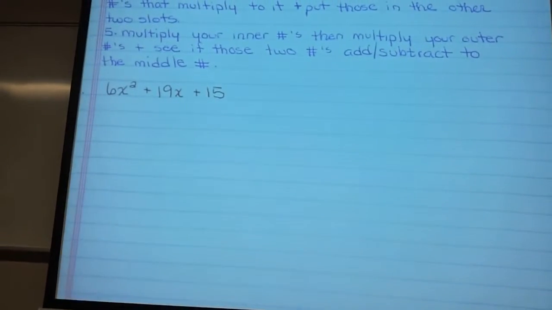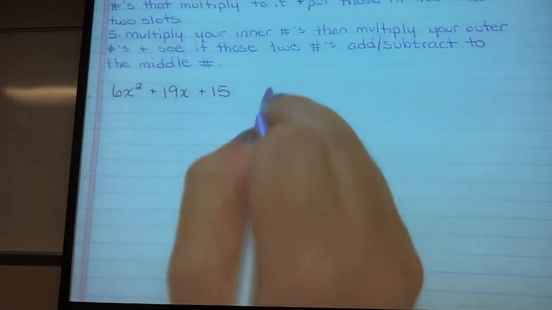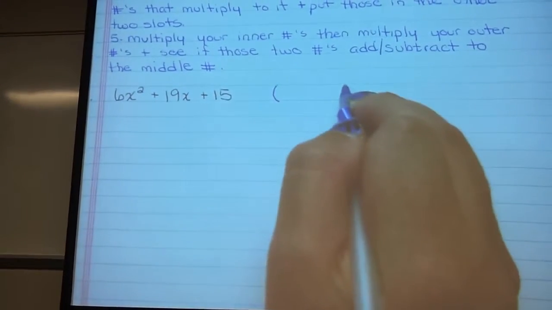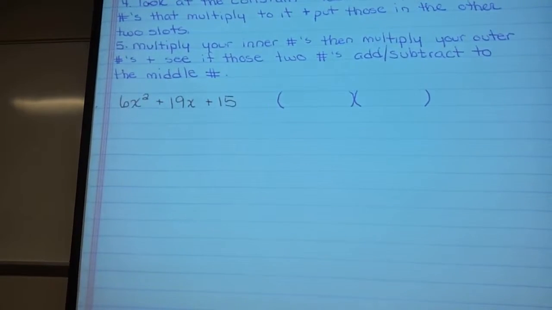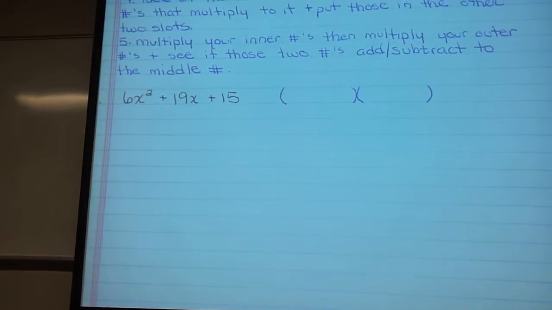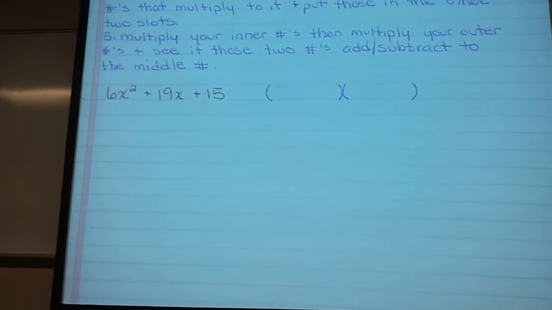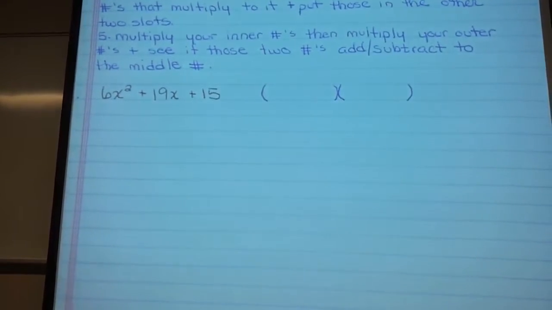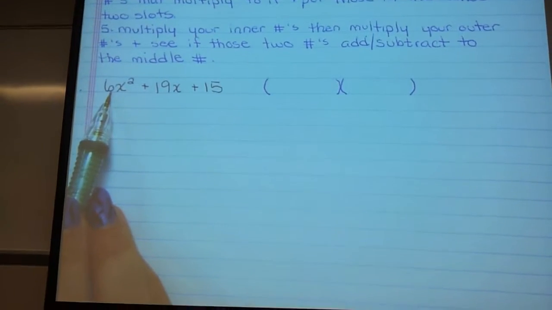is bigger than 1. So step 1's done. Step 2, do your 2 sets of parentheses. When you're doing this homework, I highly recommend using a pencil because you might be doing a lot of erasing. Just giving you a heads up. Okay. Third step, think of 2 numbers that multiply to give you this front number in the x squared.